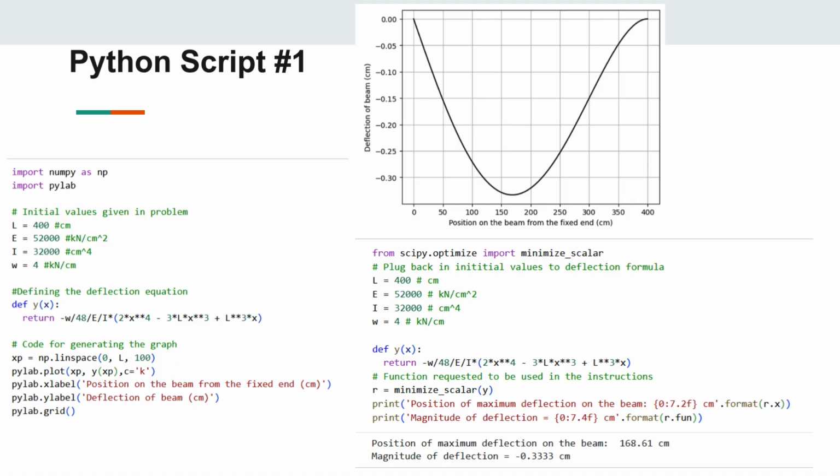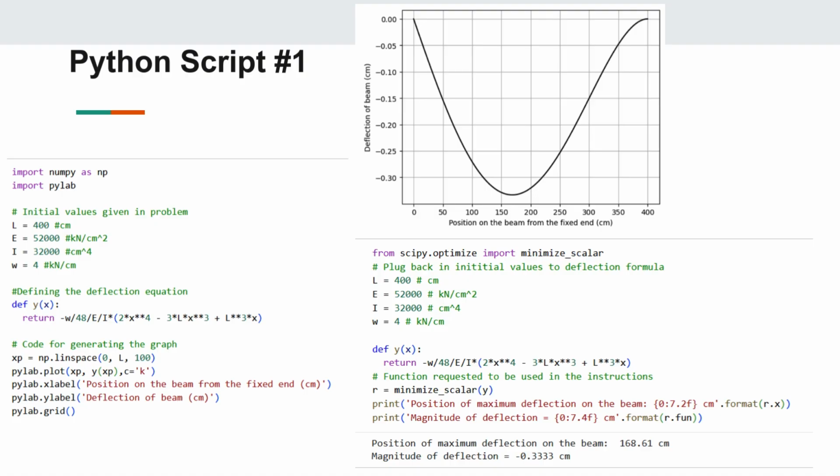So in Python, I started out by importing NumPy and Pylab. This is going to help us plot it. First, I put in all the initial values that were given, and then I defined the function that was given also in the problem. And then we put in linspace from 0 to L, which is the full length of the bar, which is 400 centimeters. And then we had 100, because we have 100 different test points whenever we are going through and checking each point on this beam.